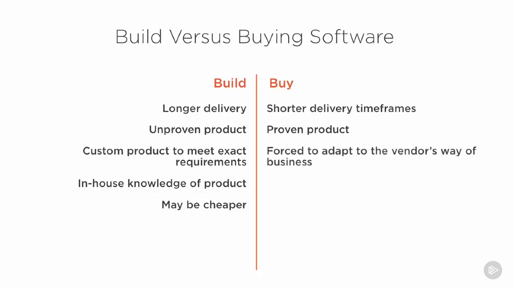The problem is that we're forced to adapt to that vendor's way of doing business. Their product is built to work in some type of a boilerplate model, which, well, it's good on average, but it may not be exactly what is ideal for us. And we don't see the product at all. We buy a black box, we buy a function.